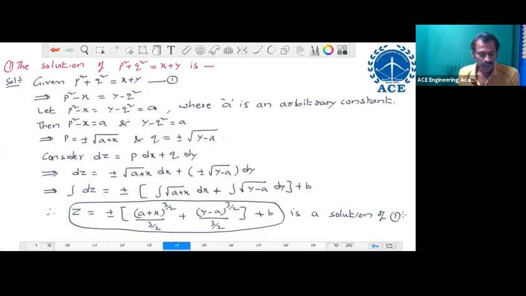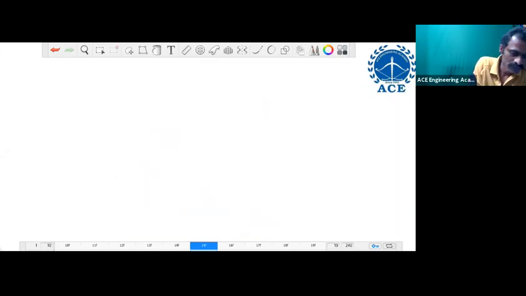Out of 4 types in the shortcut methods, we completed the 3 types. Now we are going to the last type. On the last type, we have an IES question, not a GATE one. On the fourth type, we have an IES question that was given in the year 2017. Type 4.